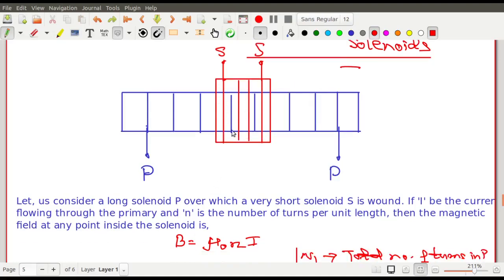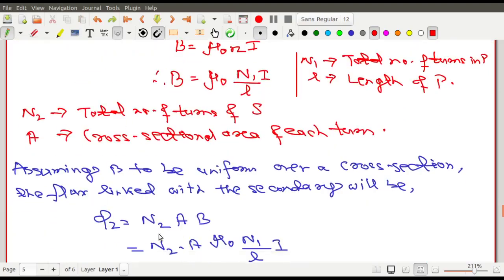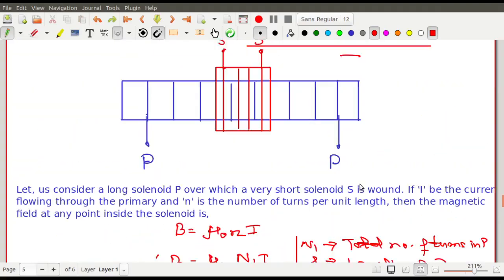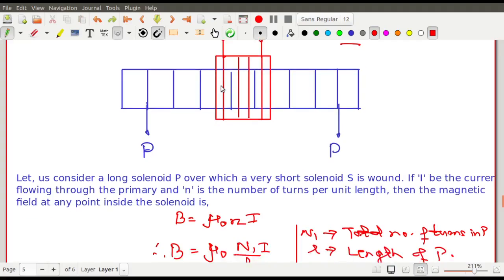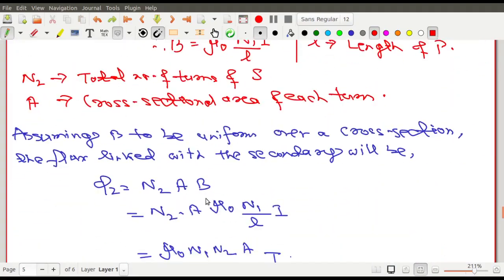So that's why when you are using the expression for B, although it should be the area of the turns of the secondary solenoid, yet we are using the area of the primary solenoid, because the magnetic field B is only enclosed within the blue line. So that is why you must consider the area of the blue line only.